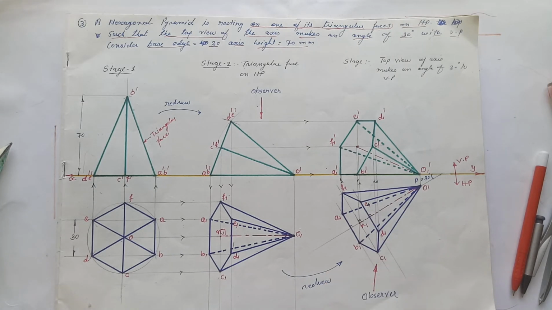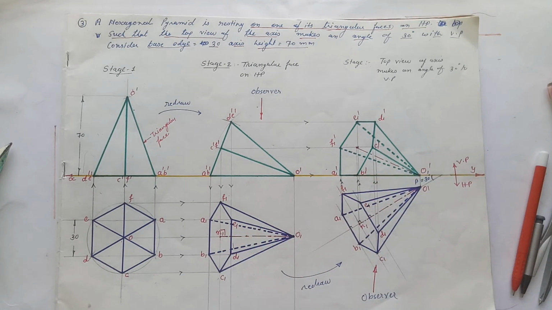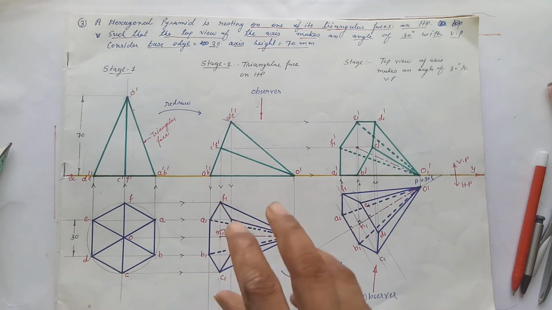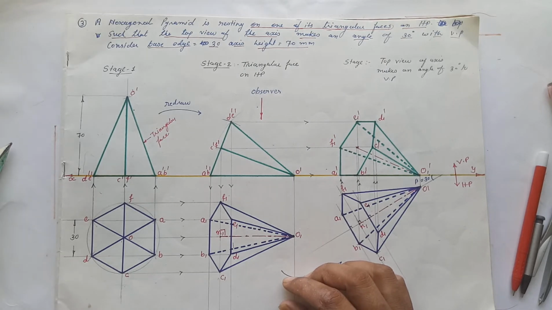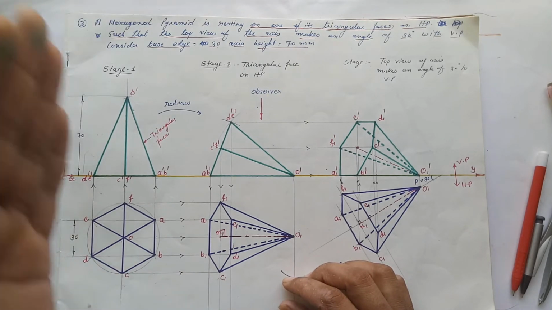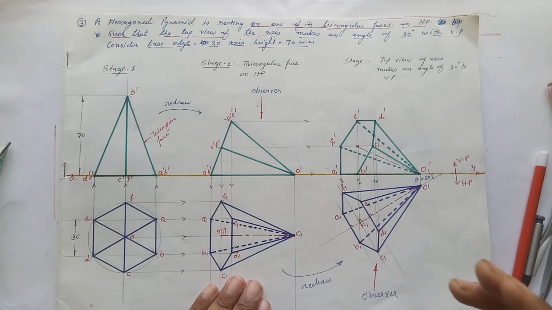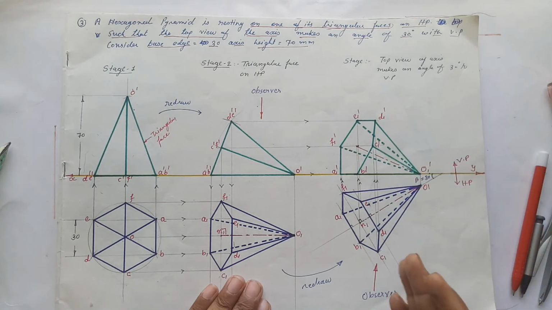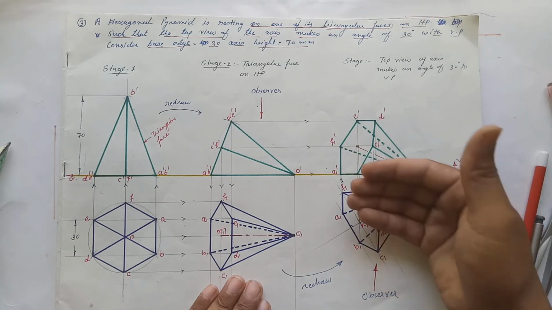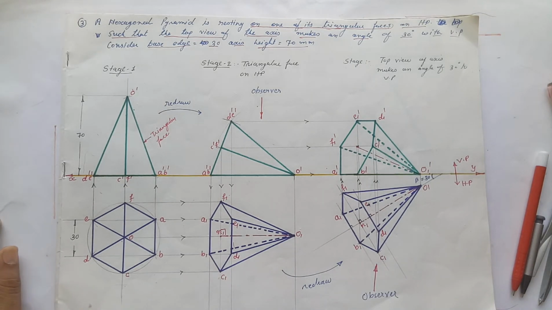So these are the 3 stages, and we have already discussed the 3 distinct cases for the second stage, or to draw the plan in the second stage. So first case in first example, second case in second example, and third case in third example. But in the last stage, to draw the elevation, we have taken the same case, base nearer to the observer. Now let us draw the next example.